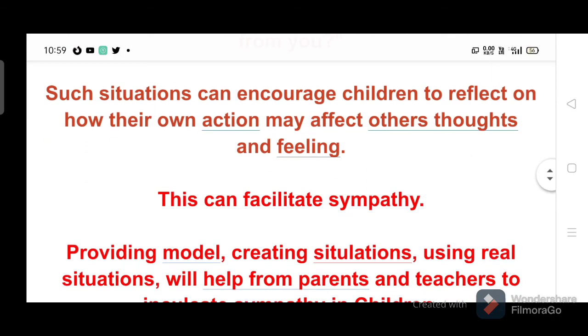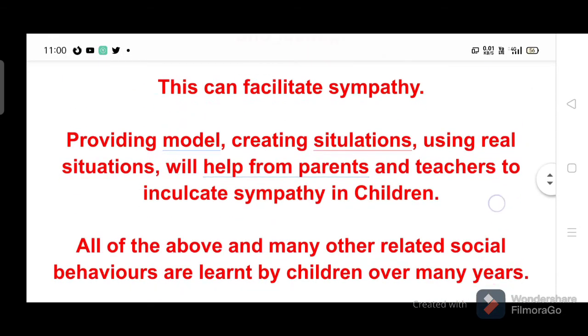Such situations can encourage children to think, that is, to reflect on their own actions, and may affect other thoughts and feelings. When they understand others' pain, they will develop sympathy, and they will rethink, reflect on their actions and try to correct them. Reflecting on their own actions and on the others' pain will help the children to learn sympathy.